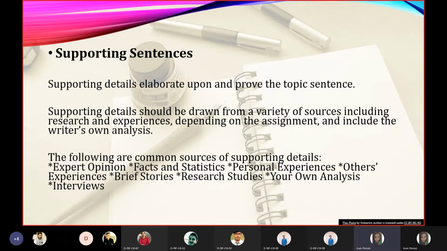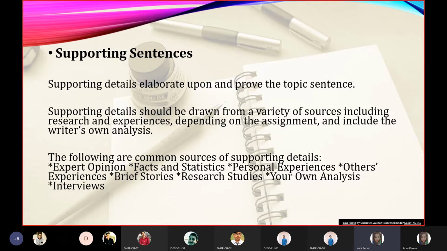Okay, so the following are common sources of supporting details. What could you be writing in supporting details when it is in terms of research? You can write expert opinion, facts and statistics, personal experiences, others' experiences, brief stories, research studies, your own analysis, interviews, and many more things, right? These are just a glimpse of what you can write in supporting details.